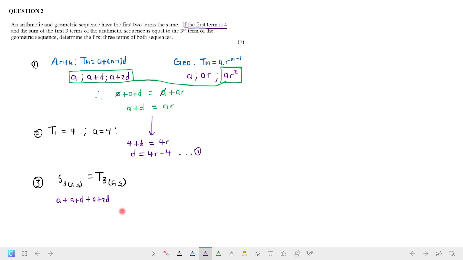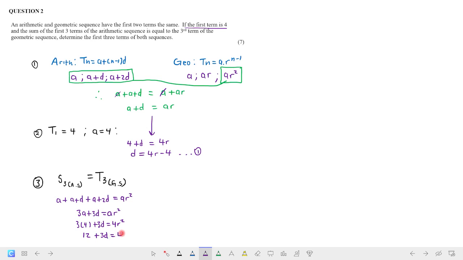And then this is equal to AR squared, right? Now A plus A plus A is 3A, D plus 2D is 3D, it is equal to AR squared. Now remember, what was A? A is 4. So if I'm substituting A there, I'm getting this, which then is simplified into 12 plus 3D is equal to 4R squared.